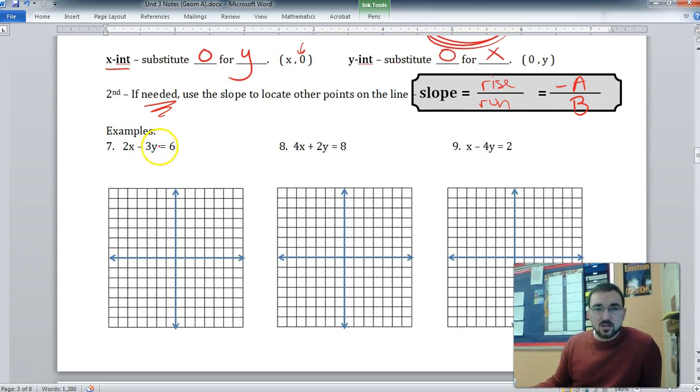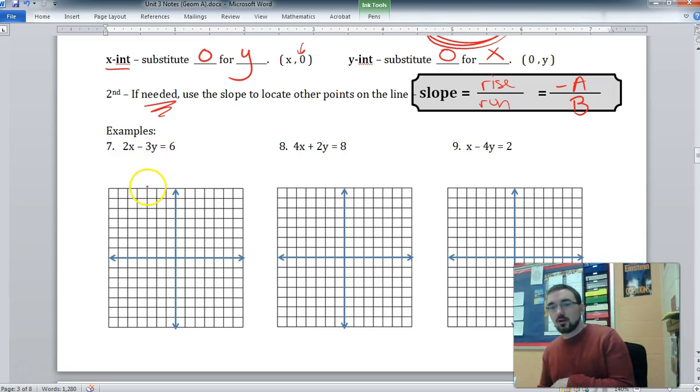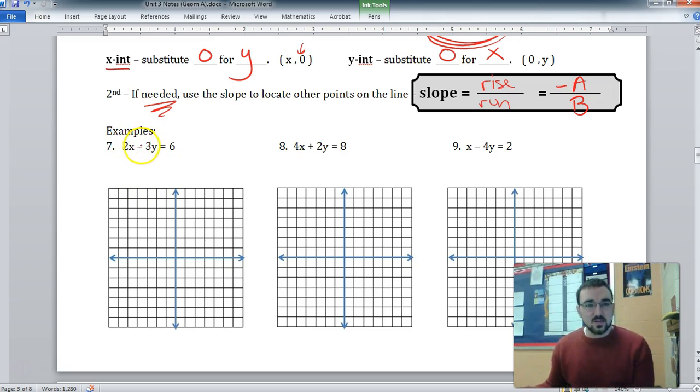The example here is 2x minus 3y equals 6. Let's go ahead and find the x and y intercept and the slope just to have some practice. So we have the x-intercept. We plug in 0 for y. If I plug in 0 for y, this whole thing's 0.